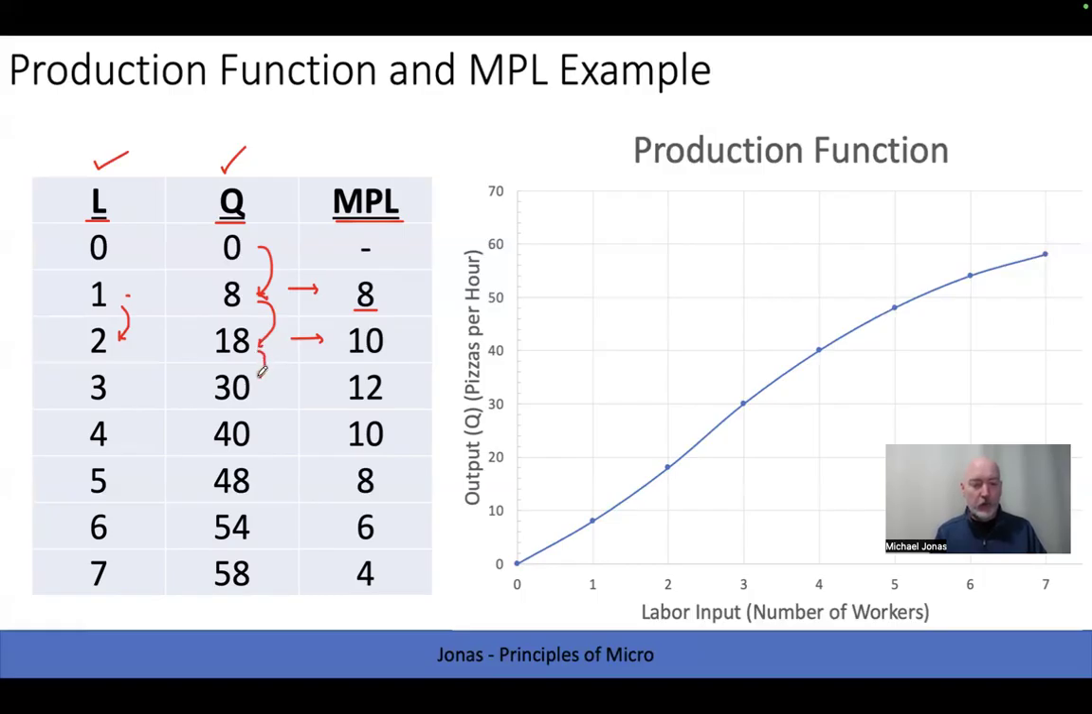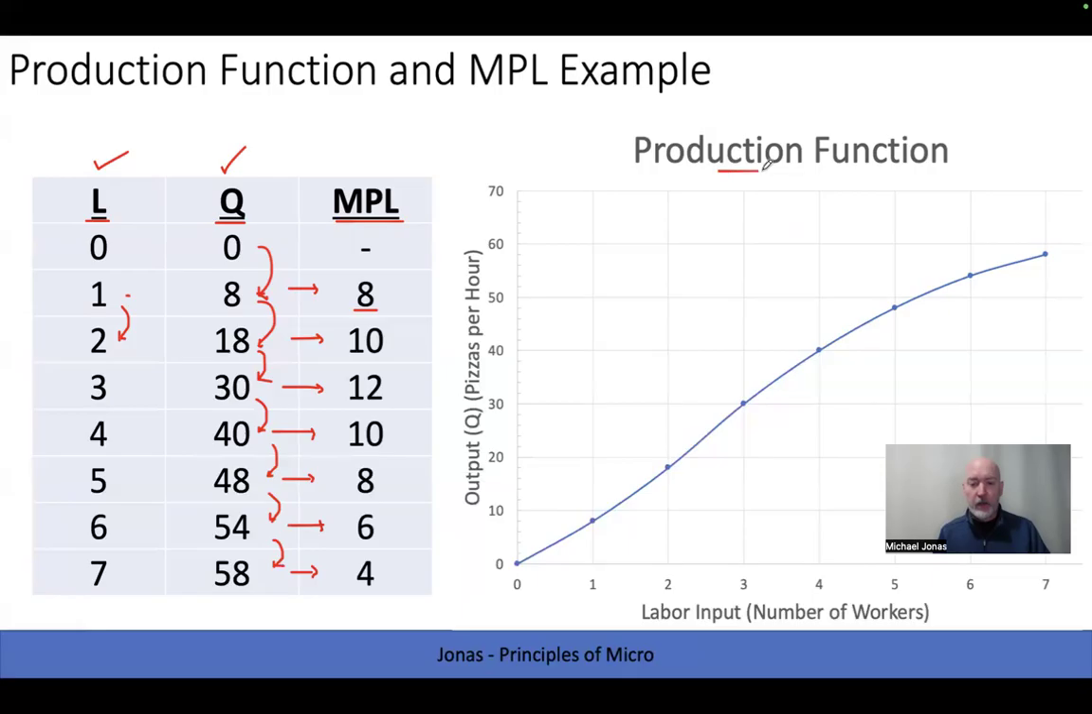The third worker raises total output from 18 to 30, so they add 12. We'll get to what the pattern of the numbers actually is in a second, but just for the calculations, the fourth worker, total output goes from 30 to 40, so they've added 10. Fifth worker, 40 to 48, they've added 8. No stopping us now. From 48 to 54 for worker number 6, they've added 6 units, and then between worker 6 and 7, raising output from 54 to 58, they've added 4 units, so that is their marginal product.